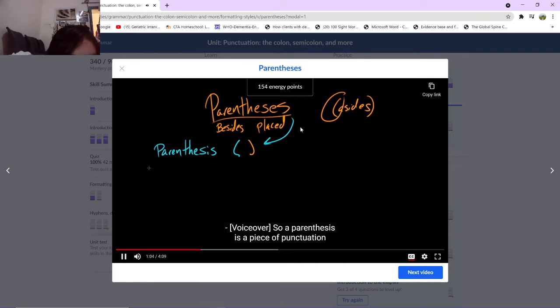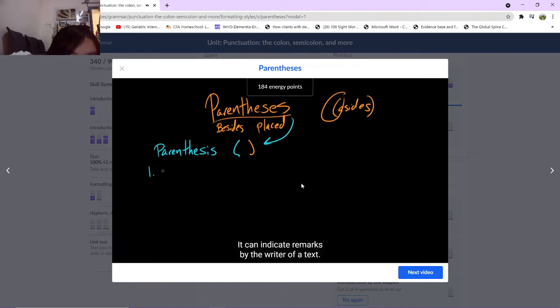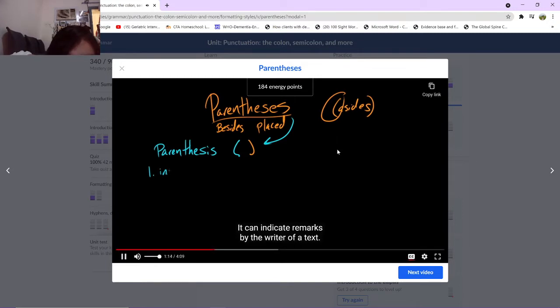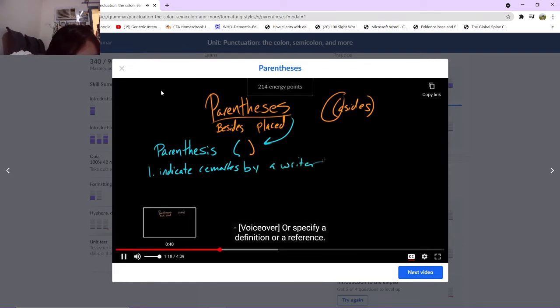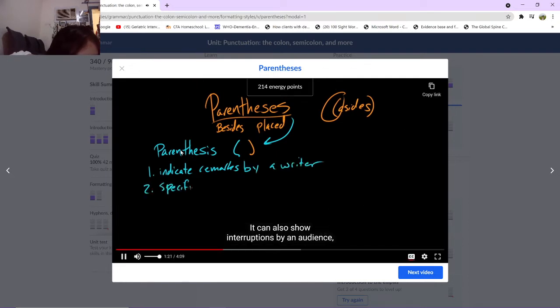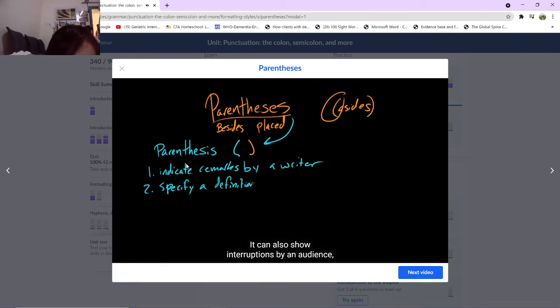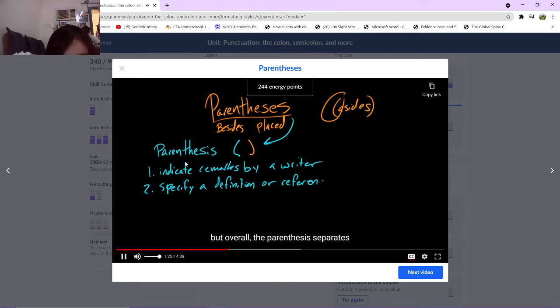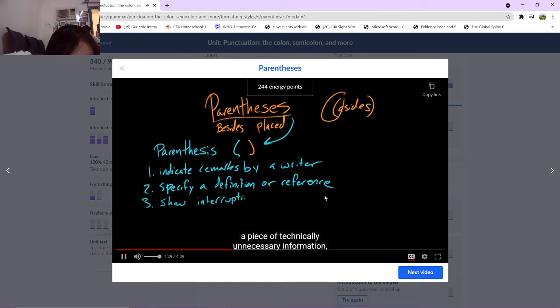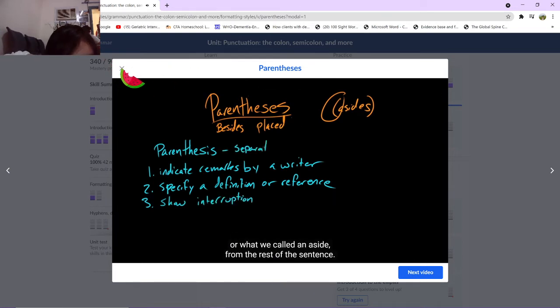So a parenthesis is a piece of punctuation that has kind of a lot of different functions. It can indicate remarks by the writer of a text. Okay. Or specify a definition or a reference. It can also show interruptions by an audience. But sort of overall, the parenthesis separates a piece of technically unnecessary information, or what we called an aside, from the rest of a sentence.